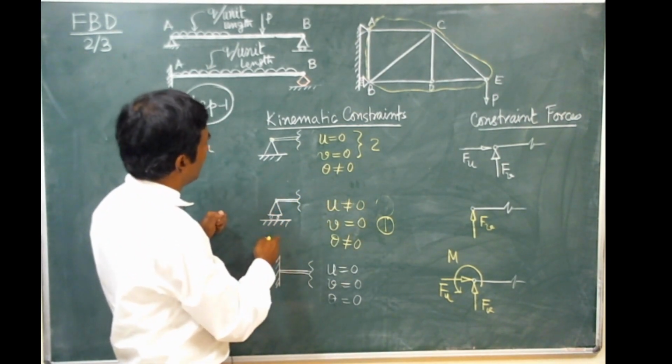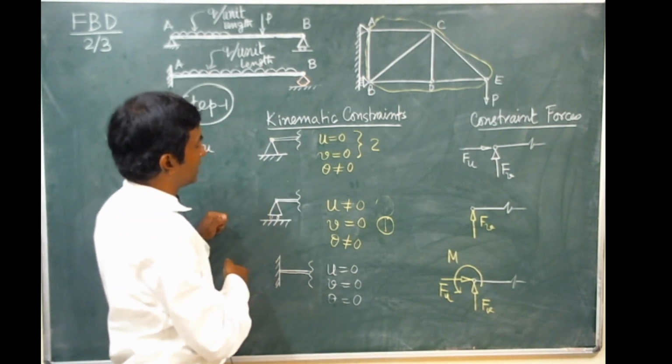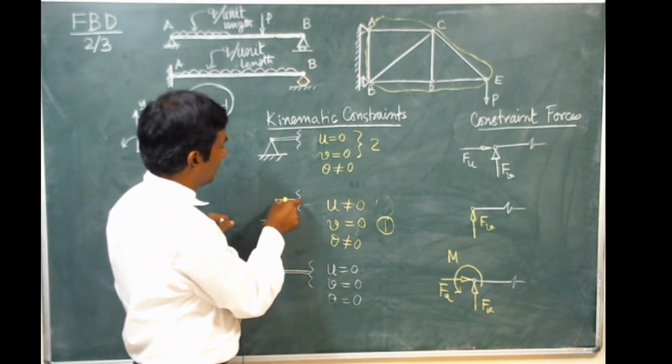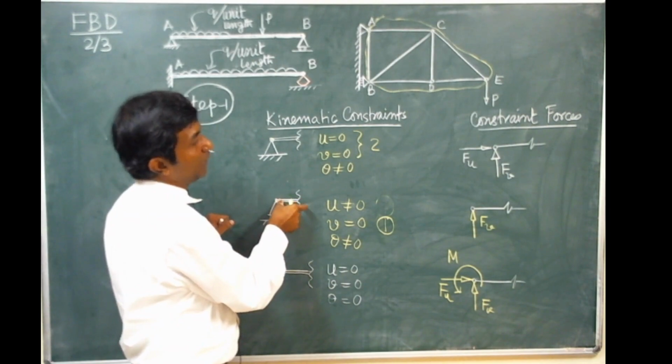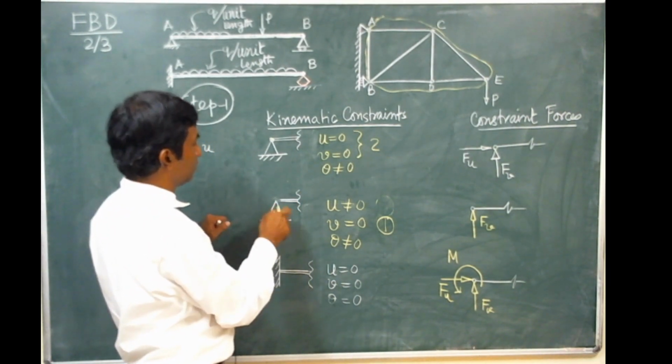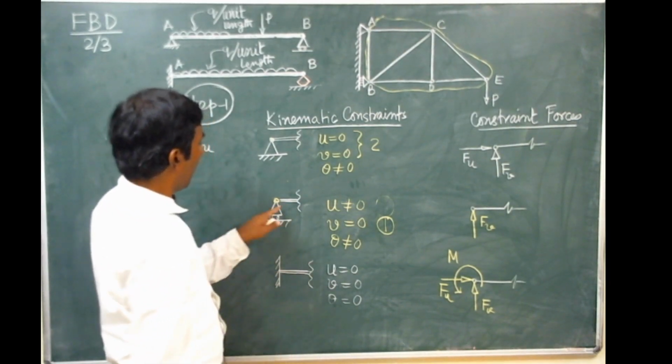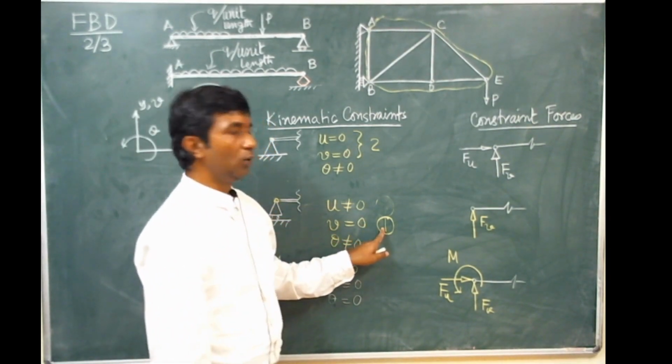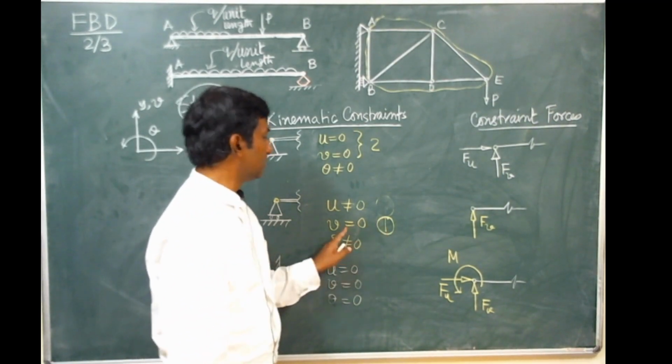However, it is not allowed to move along the y-axis direction. Again, this part of the beam is free to rotate about the z-axis, about this point. The z-axis passes through this point. So actually here you get only one kinematic constraint, that is v equals 0.